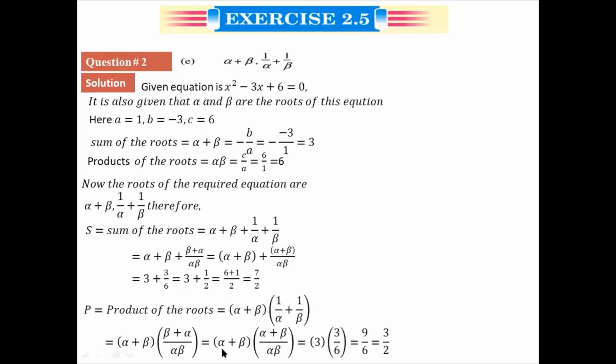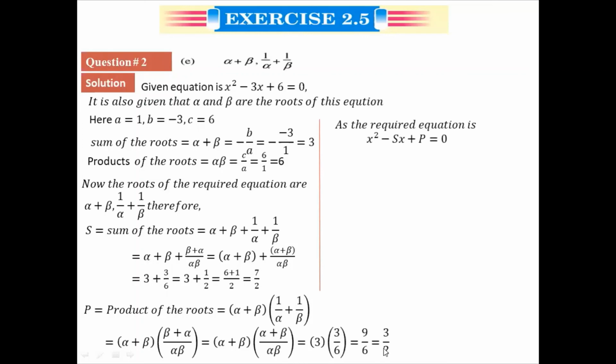Product of the roots: alpha plus beta times 1 over alpha plus 1 by beta. Again, we have to take LCM in a similar way, and after simplification and replacing the values of product of the roots and sum of the roots, we have 3 into 3 divided by 6, and 3 times 9 by 6, which is equal to 3 by 2. So the product of the roots is 3 by 2.